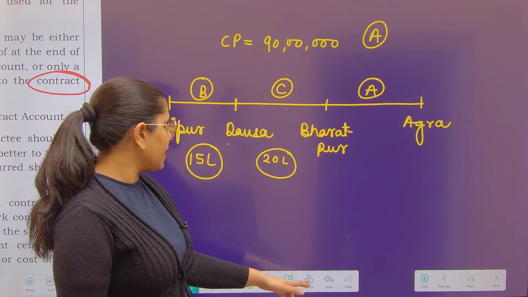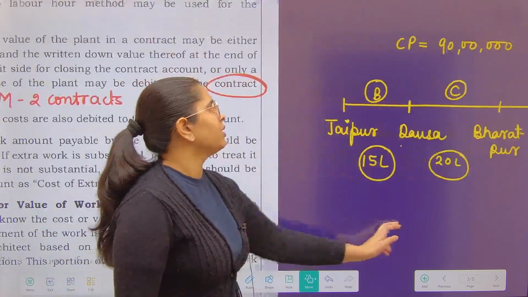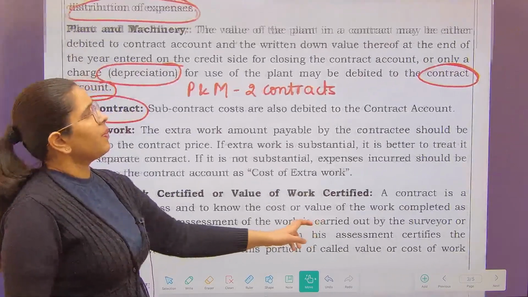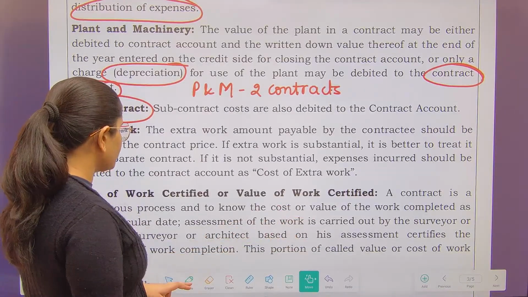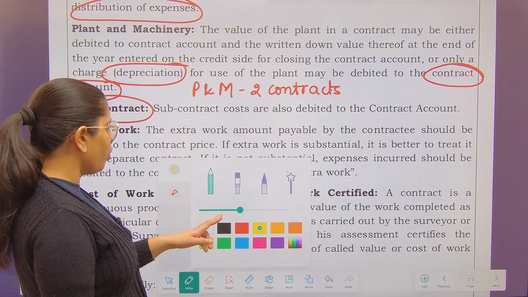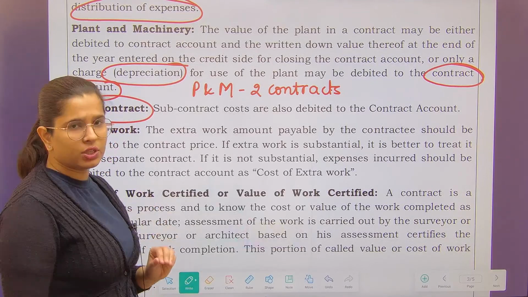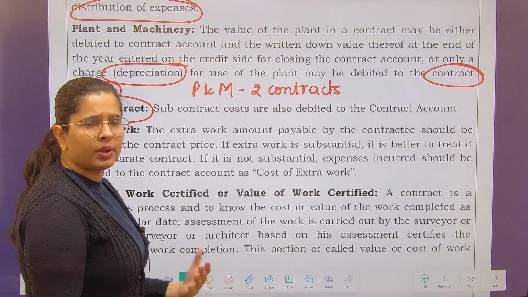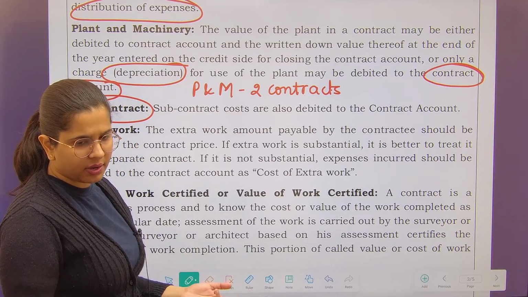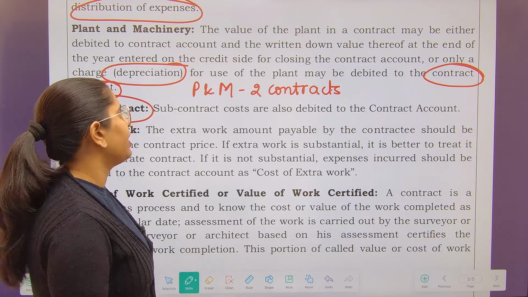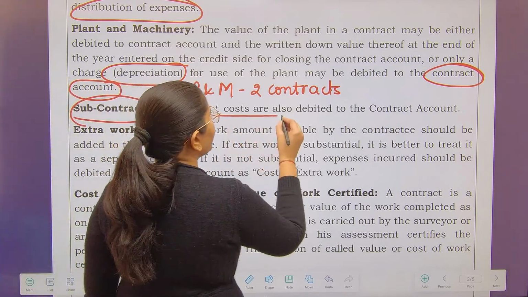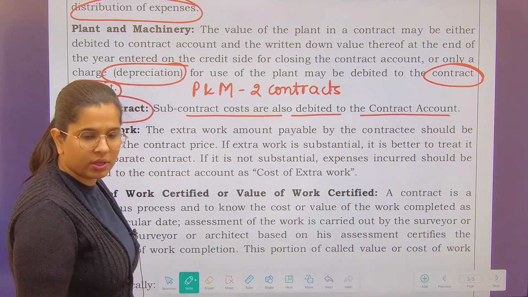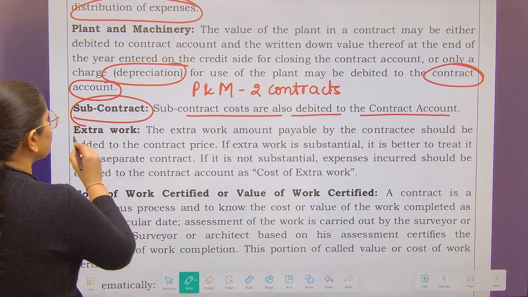So this is called as subcontract. Subcontract is when the work is not being performed by you and you have given this particular work to someone else, a part of it to someone else. You can give the whole as well, but mostly some part of it has been given. So subcontract costs are also debited to the contract account. Correct? Next is extra work.